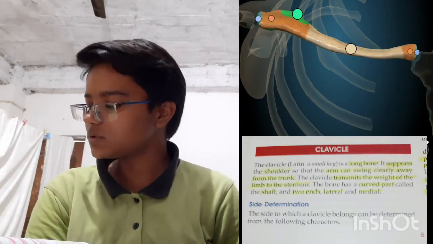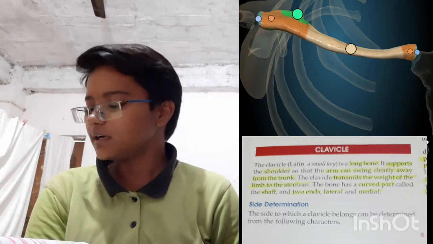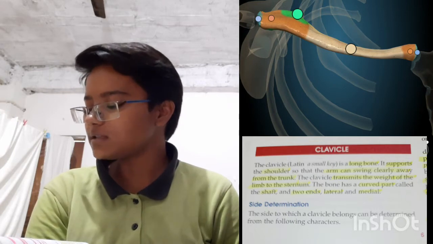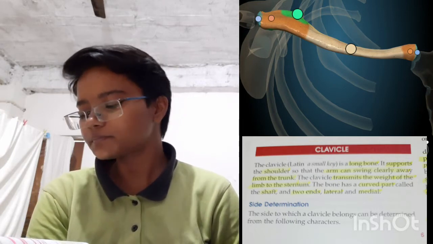It supports the shoulder so that the arm can swing clearly away from the trunk. The clavicle transmits the weight of the limb to the sternum. The bone has a curved part called the shaft and two ends, lateral and medial.